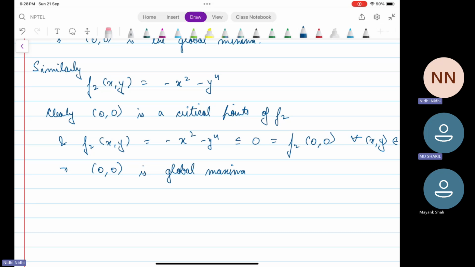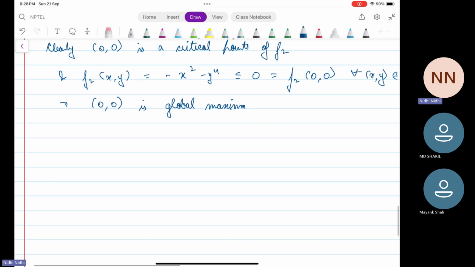In the next case, if 0 is not a value of the function at any point, then we cannot directly say that. In this case, it was clear enough, so we were able to see. In the next function, you'll see that we have power 3 as well. So in that case, it will be a bit tricky.